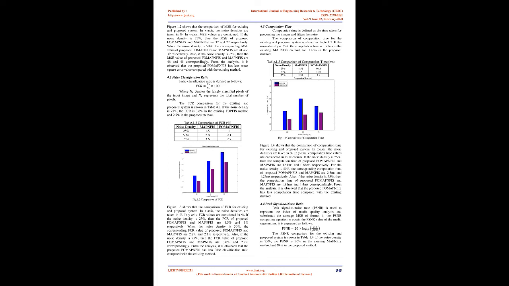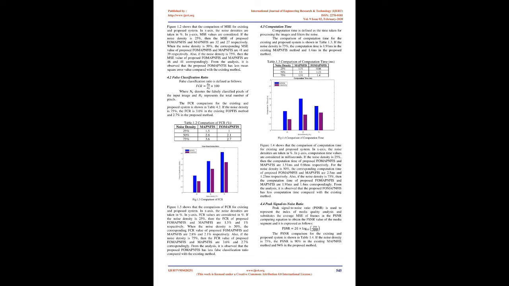False classification ratio is defined as follows: FCR equals the falsely classified pixels divided by the total number of pixels, times 100, where the numerator denotes the falsely classified pixels of the input image and the denominator represents the total number of pixels. The FCR comparison for the existing and proposed system is shown in Table 4.2. If the noise density is 75%, the FCR is 3.6% in the existing FOMAPNFIs method and 2.7% in the proposed method. Figure 1.3 shows the comparison of FCR for existing and proposed system.